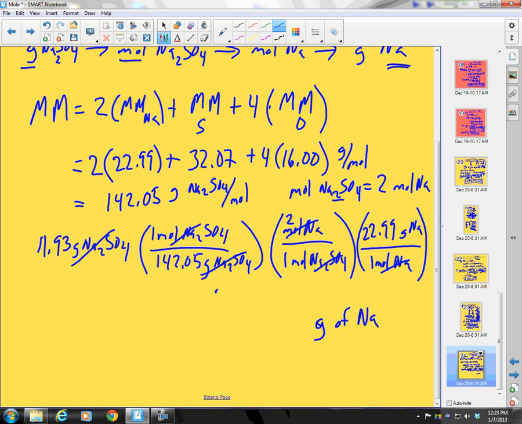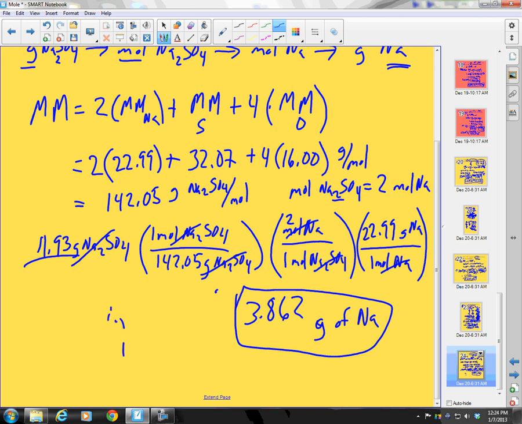11.93 divided by 142.05 times, hey, don't forget that 2 times 22.99, and I get 3 point, how many sig figs? I get 4 sig figs, 3.862. So there are 3.862 grams of sodium in 11.93 grams of sodium sulfate. That means the rest of the mass here is in the form of sulfate, right?